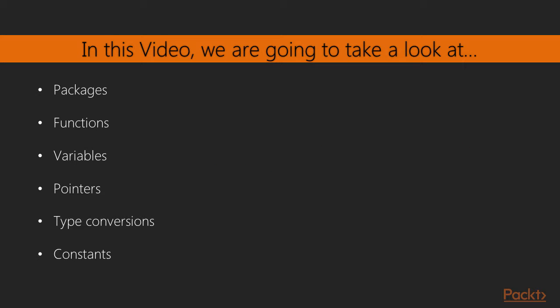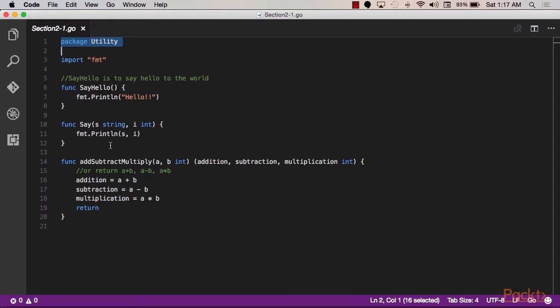This is where we will cover the main building blocks that almost all programming languages share, like packages, variables, functions, and special types of variables. We will discuss pointers, type conversions, and constants. We already covered packages in the previous section, so let's do a quick refresher.